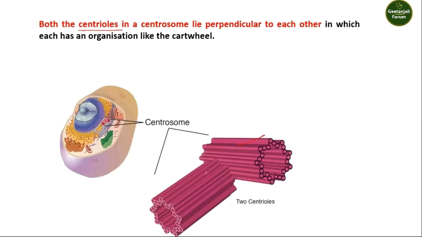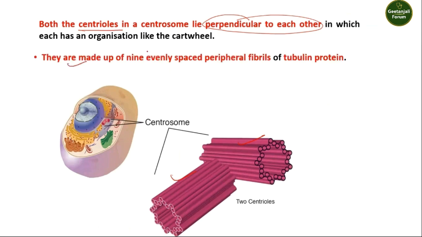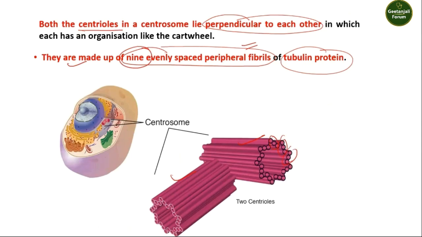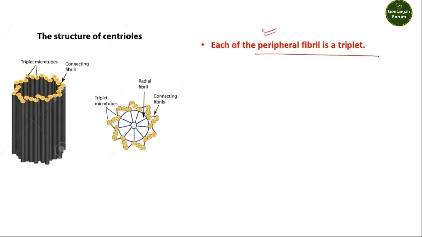Both are collectively called centrosome. So both are centrioles, this one and this one. They lie perpendicular to each other like this, and they are made up of 9 evenly spaced peripheral fibrils made up of tubulin protein. So they have 9 fibrils. We can count them: 1, 2, 3, 4, 5, 6, 7, 8 and 9.